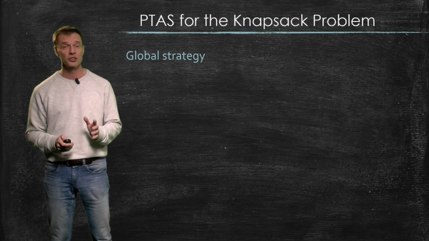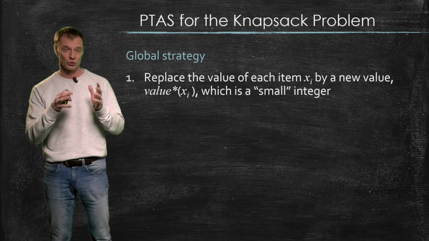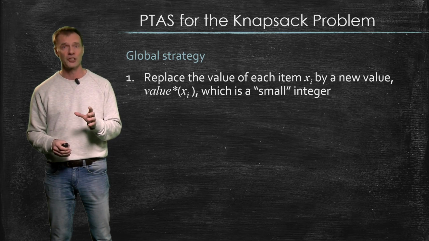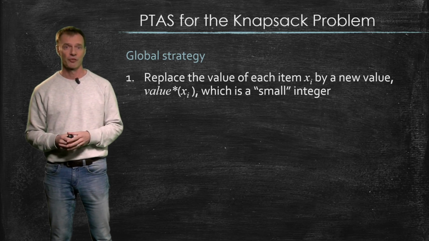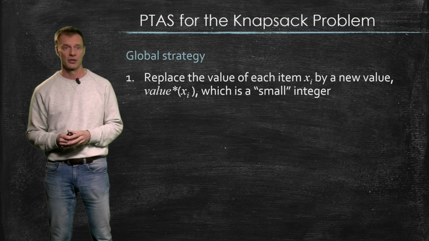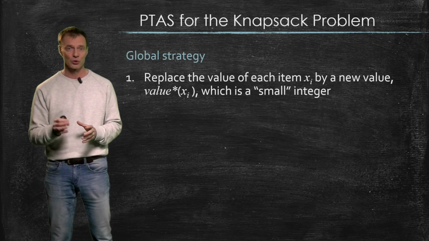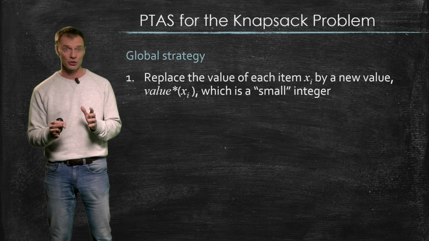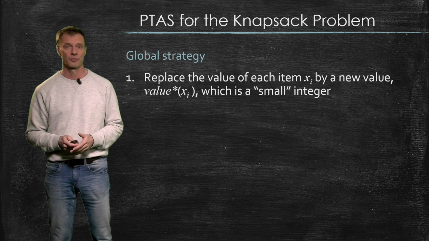And the global strategy is going to be as follows. First, we're going to take our items and replace the value of each item, value of xi, by a new value, value star of xi. And the idea is that this value star is going to be an integer, and hopefully these integers are not going to be too large.